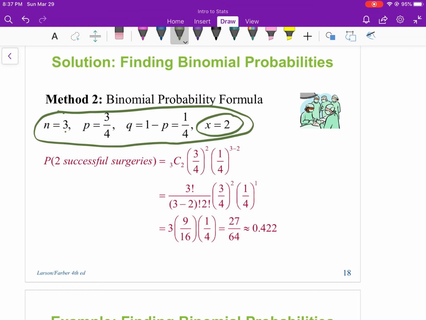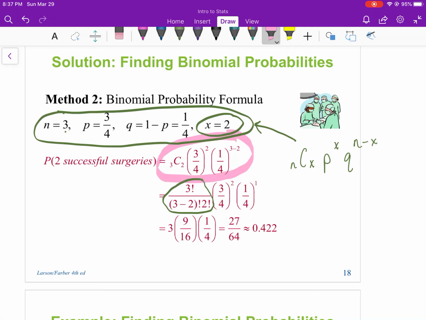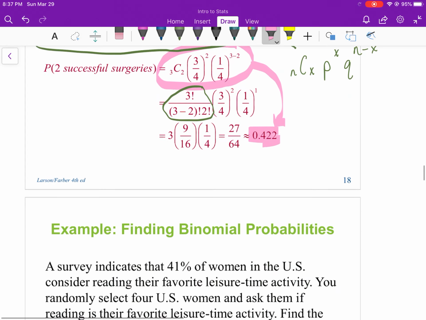So remember the formula was nCx, p to the x, and then q to the n minus x. So that's what they've done here. They plugged in everything they had from up here. And you wouldn't be doing this part in particular. You're just going to take this right here that I'm highlighting, and you're going to put that right into your calculator. And we're going to get the same answer that you saw with the tree diagram. Okay.